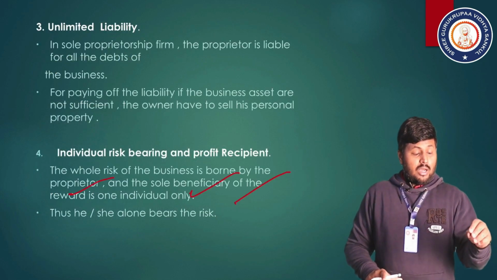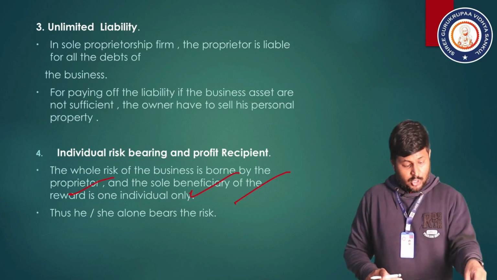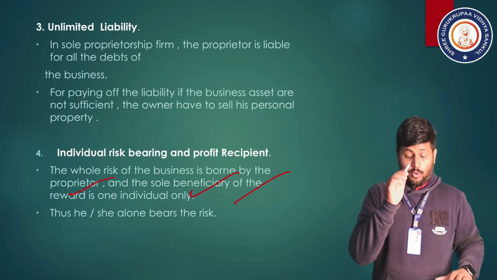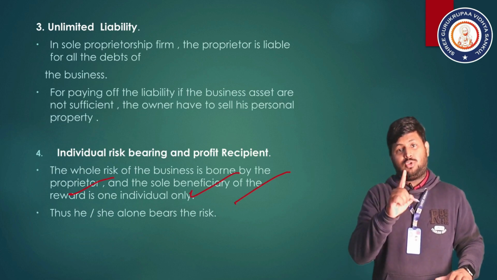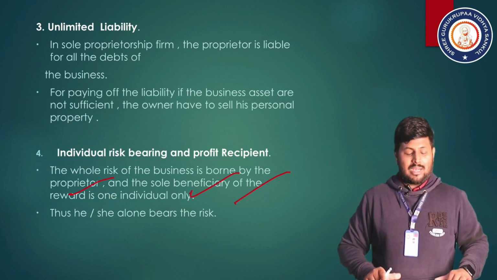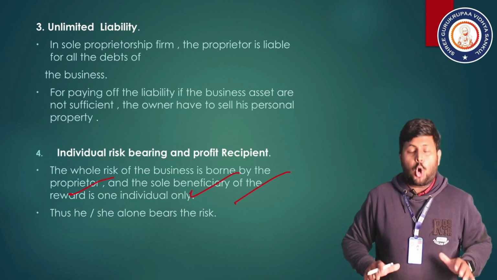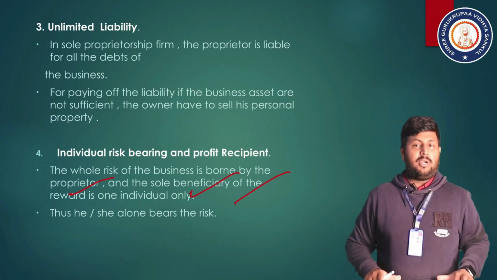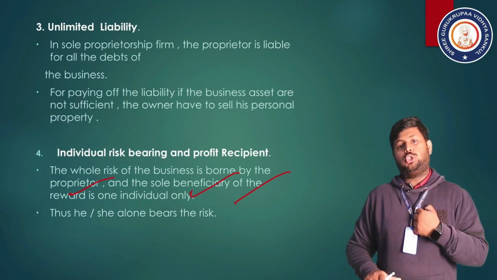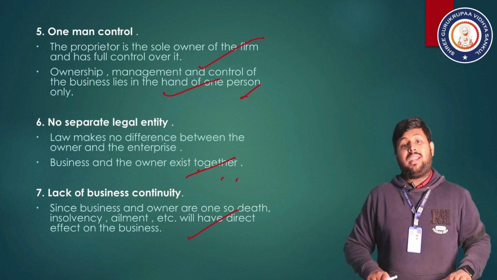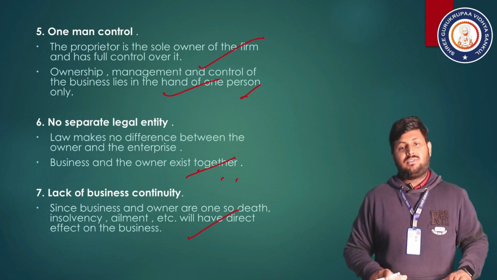If you have debt, or if you suffer losses, in such a condition you have to pay your debts. For that, you have to sell your personal property. That is unlimited liability. Then individual risk bearing, as he himself bears all the risk. He is the sole recipient of the profit; he alone will enjoy the profit. Then one man control: the whole business is owned and managed by a single person.